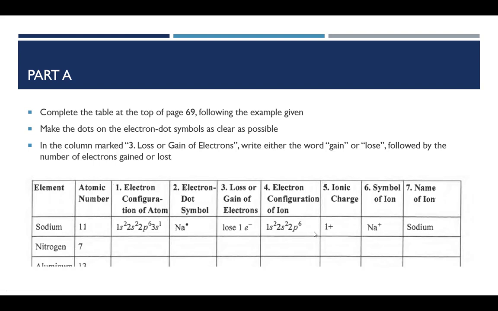So, for part A, what you want to do is just complete the table at the top of page 69 using the example that they've given here. You'll want to make sure that you mark your dots as cleanly as you possibly can. For column 3, where it talks about loss or gain of electrons, you need 2 pieces of information, so either the word gain or lose here, and then how many electrons. This e- is just the symbol for an electron.